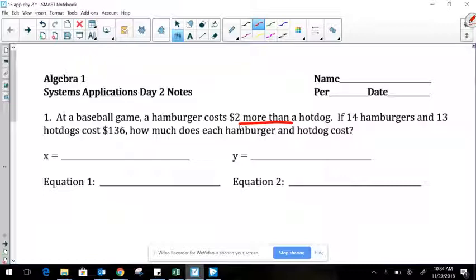Okay, so let's start off by defining our variables. I'm going to start off with X stands for hamburgers. The reason why I'm doing that, it's telling me, okay, 14 hamburgers and 13 hot dogs. It just said hamburgers first, so that's why I'm making X hamburgers. Then Y would be hot dogs.